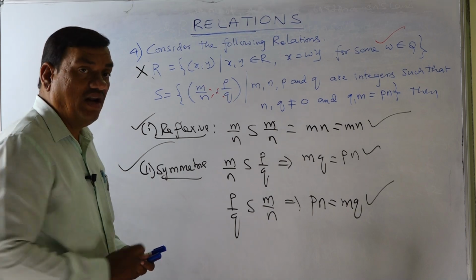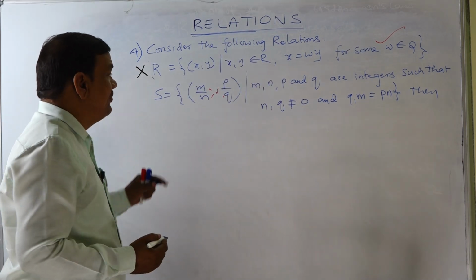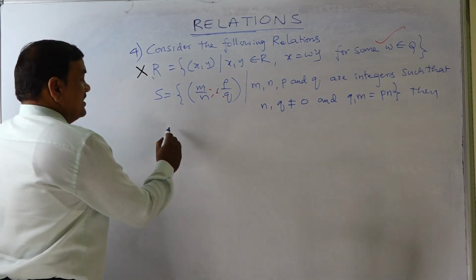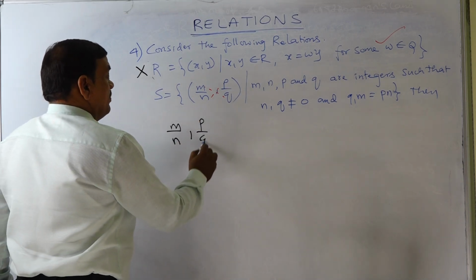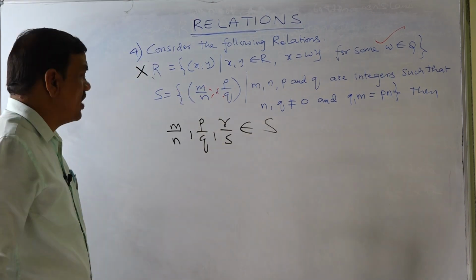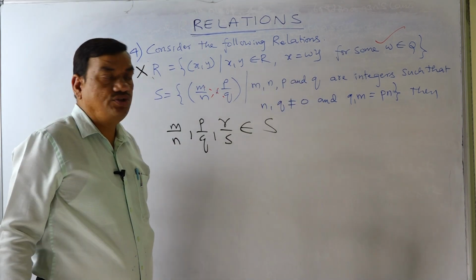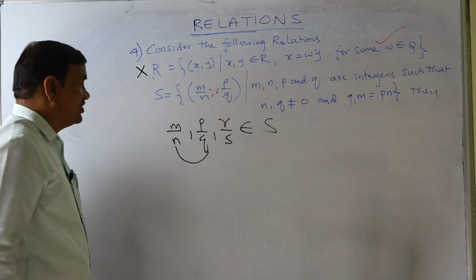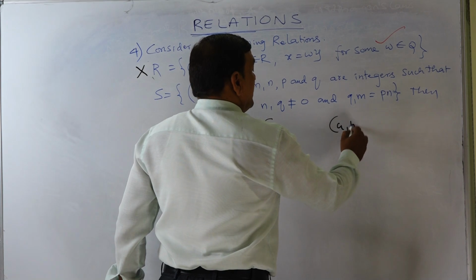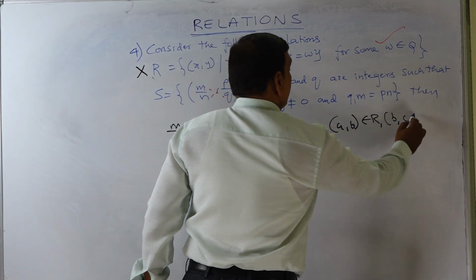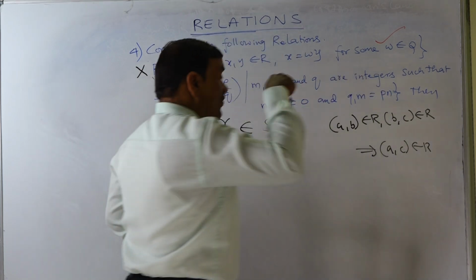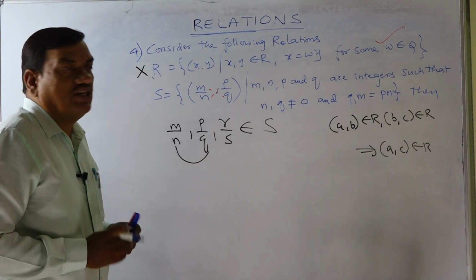So, let us check for transitivity. To check the transitivity of the set S, we have to take any three fractions. Let us take the fractions m by n, p by q, r by s belonging to the set S. Here s is a small s. Of course, n, q, s are not equal to 0. According to the transitive property definition, if (a, b) belongs to R and (b, c) belongs to R, then (a, c) also belongs to R. If it is there, then it is transitive. Otherwise, it is not transitive.